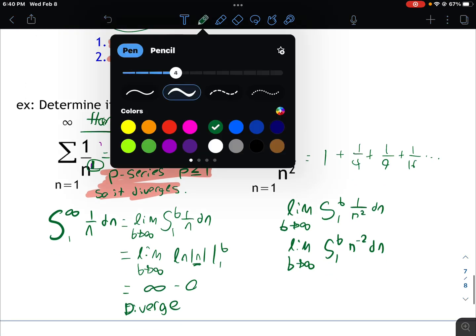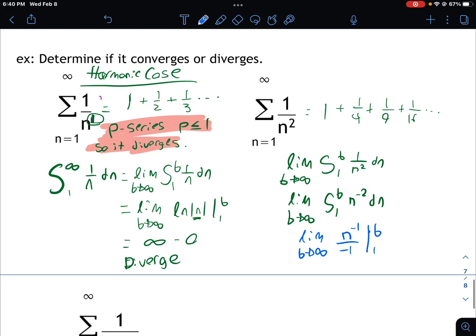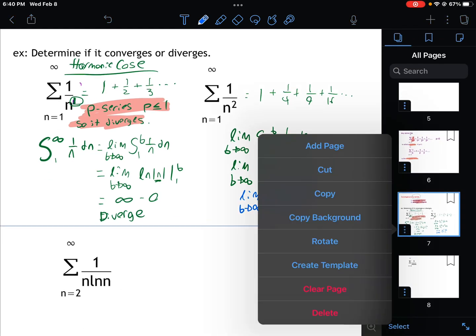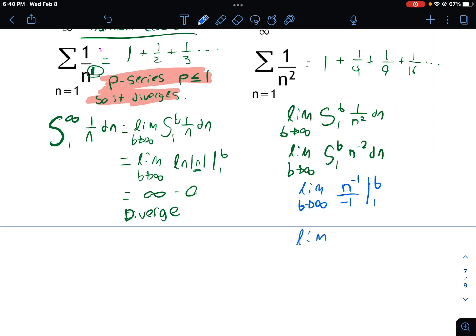Okay, so when we integrate, we follow just the basic power rule, and we're going to get the limit as b approaches infinity of n to the power of negative 1 over negative 1 evaluated from 1 to b. If we go through and rewrite this, we get the limit as b approaches infinity of negative 1 over n evaluated from 1 to b. Let's substitute, and we're going to get 1 over b minus negative 1 over 1. And we have to take the limit as b approaches infinity of this entire thing.